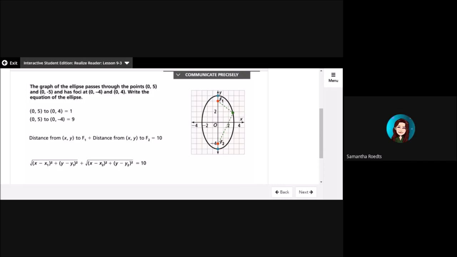One focus is 0, -4, so substitute those coordinates into the equation. The other focus is 0, 4. Simplify the equation. To simplify, move one square root to each side of the equation. Square both sides. This removes the square root from the left side. Then expand all binomials in the equation. Next, isolate the remaining radical. Then collect like terms to simplify.